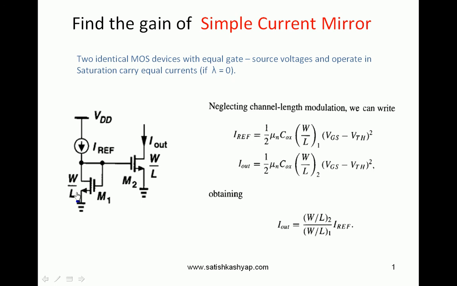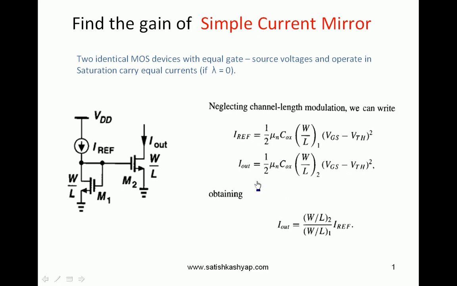So we know the equation for the saturation region: I is equal to beta by 2 into (VGS minus VT) whole square. Beta is the transconductance, which is considered as K into W by L, where K is mu into COX. So here, 1 by 2 mu n COX of W by L of the first transistor M1 into (VGS minus VT) whole square. VGS is the same for both, so we are not writing VGS1 or VGS2. Both are identical transistors, so the threshold voltage is also equal.